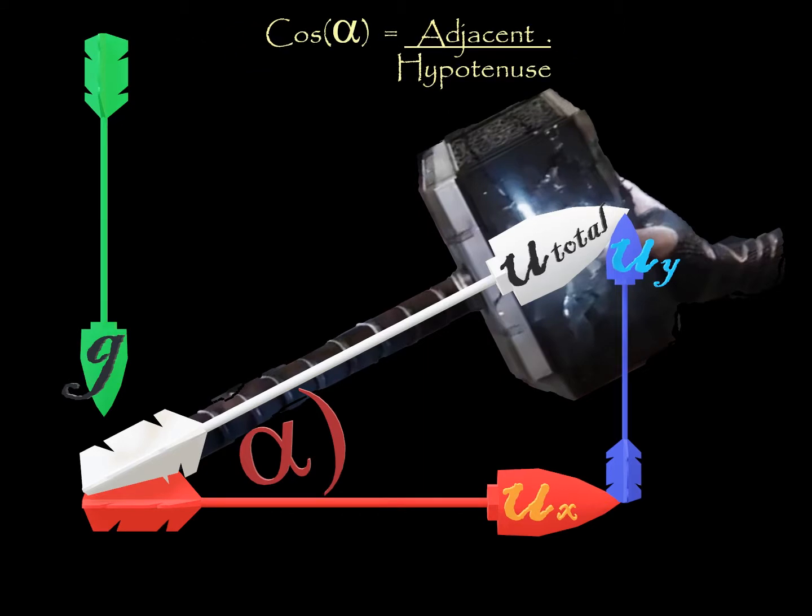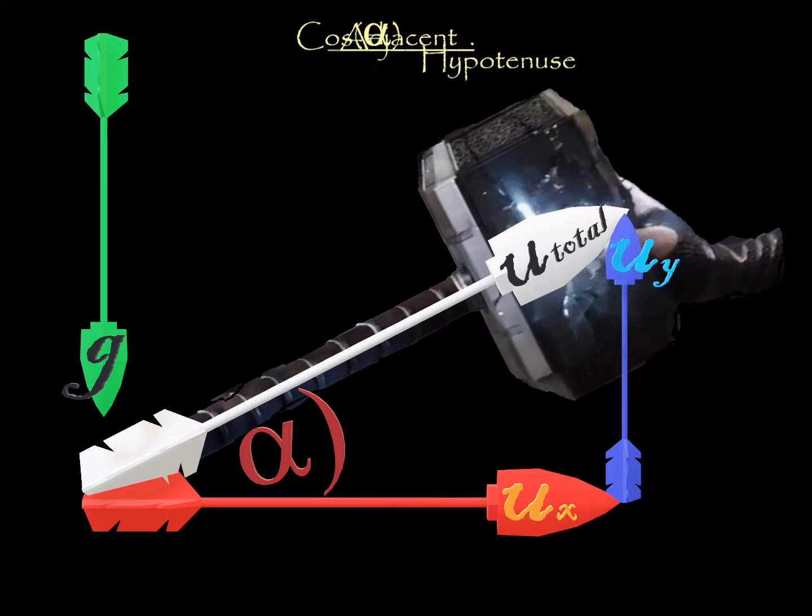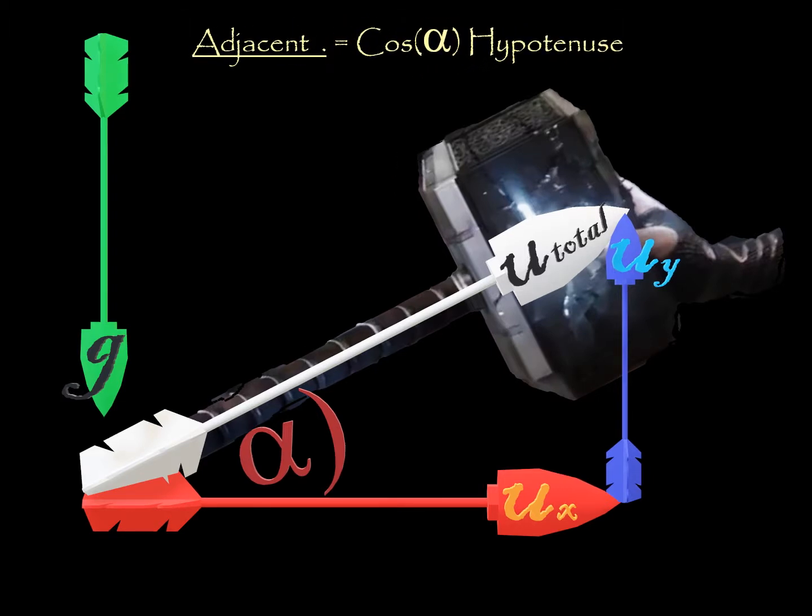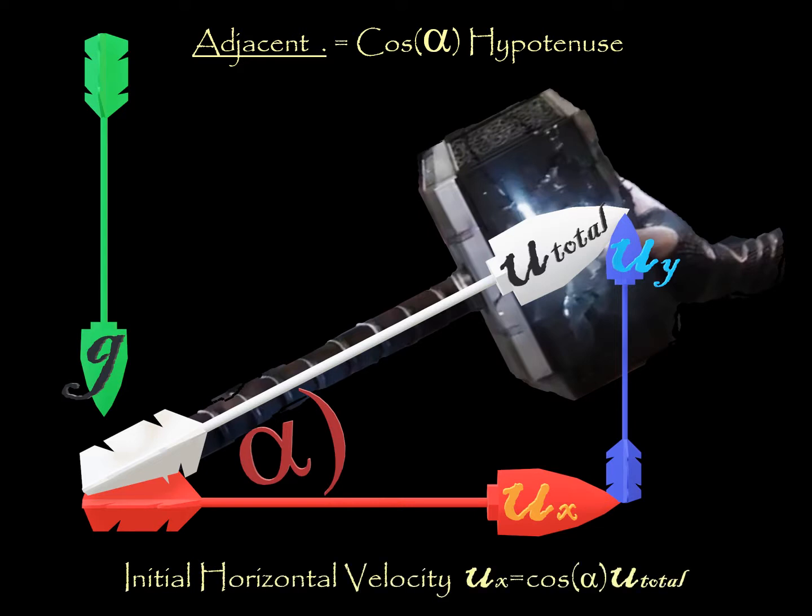Cos of alpha equals the ratio of the adjacent side ux over the hypotenuse u total. Rearranging, the adjacent side is equal to cos of alpha times the hypotenuse. Substituting, the horizontal velocity of Thor's hammer is the cos of the angle of throw times the speed of throw.